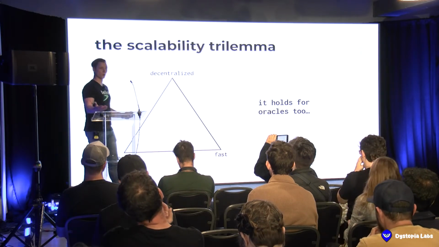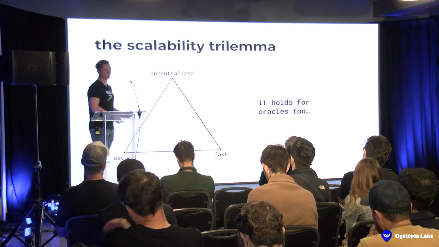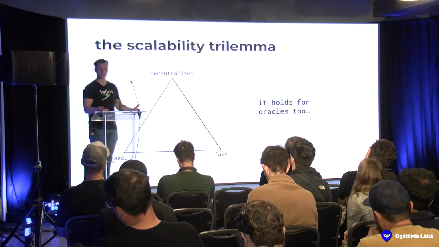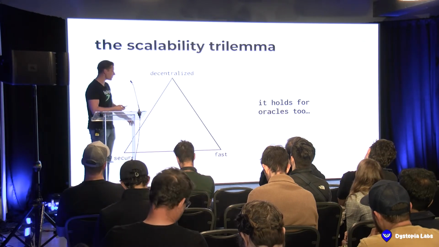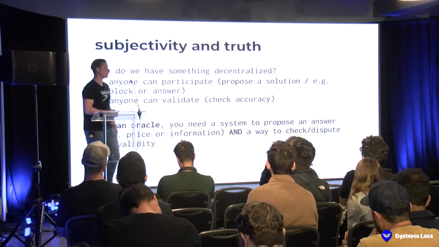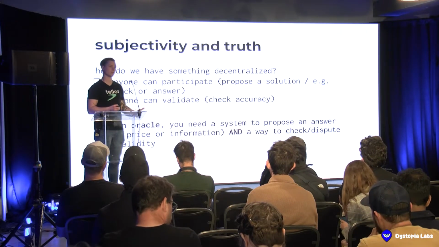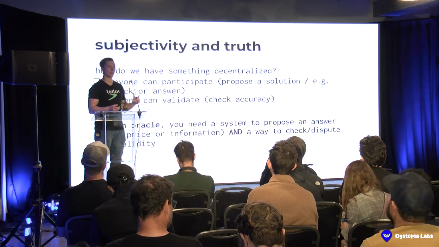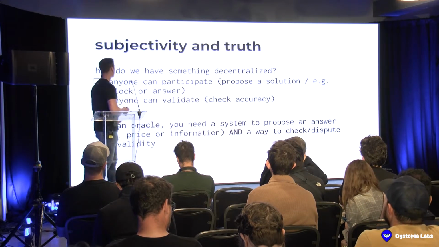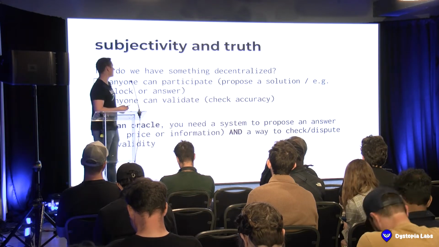Well, this actually holds for oracles too. If you want decentralized oracles, fast oracles, or secure oracles, it's a trade-off. It's something we just need to realize and accept in the space, especially in the DeFi space. So what we're going to talk about today is mainly subjectivity and finality. They're two sides of the same coin. It's basically: how do you know what you're putting on is actually what you're putting on?